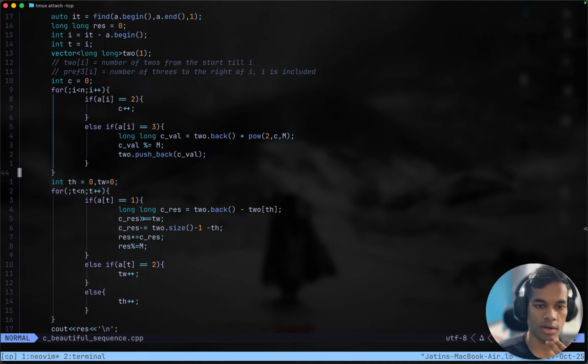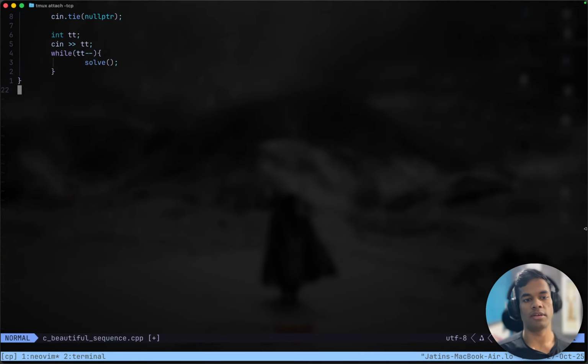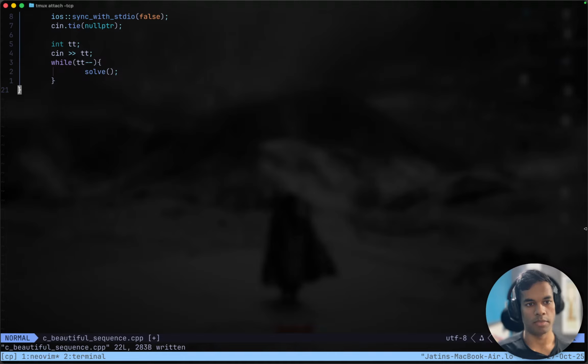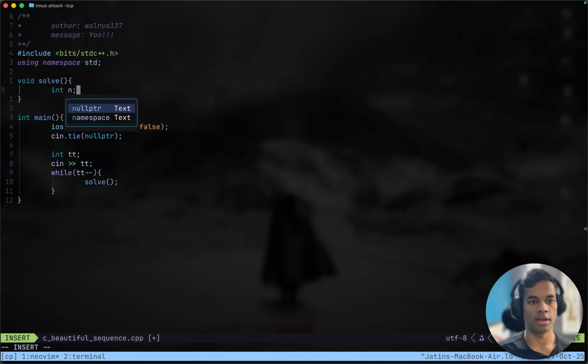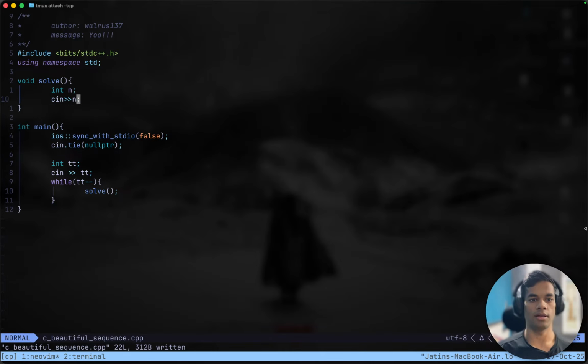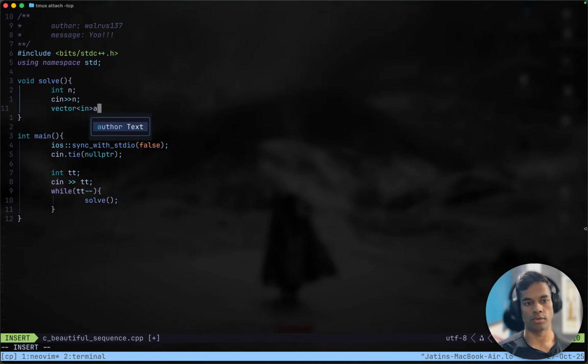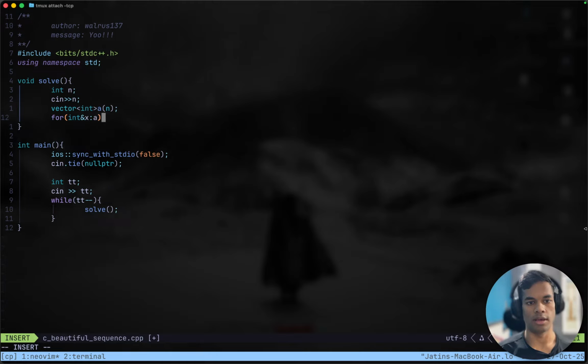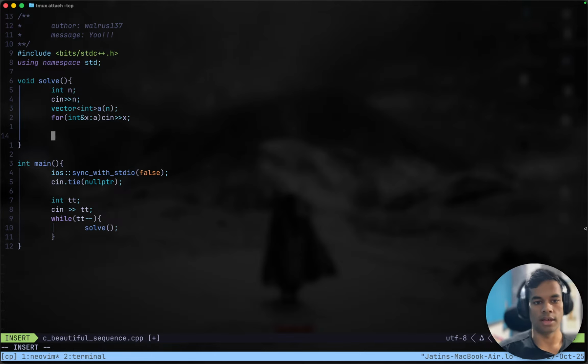This might actually not be a modulus problem, because modulus seems to be okay. Do not push back. Okay, let's rewrite the whole thing, and int n. Then we'll take in n, and create a vector to store the initial array, for int reference x in a, and so our initial vector a is filled up.